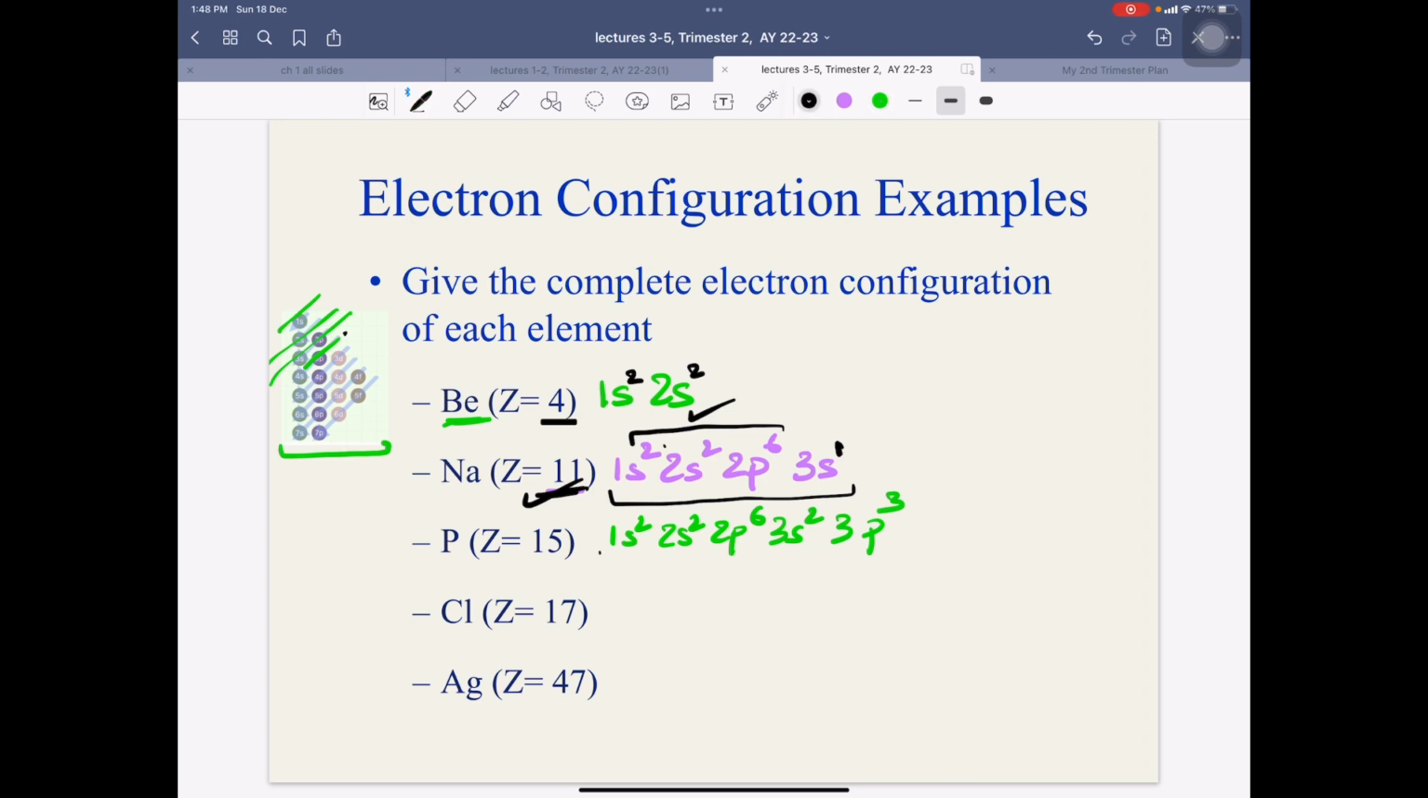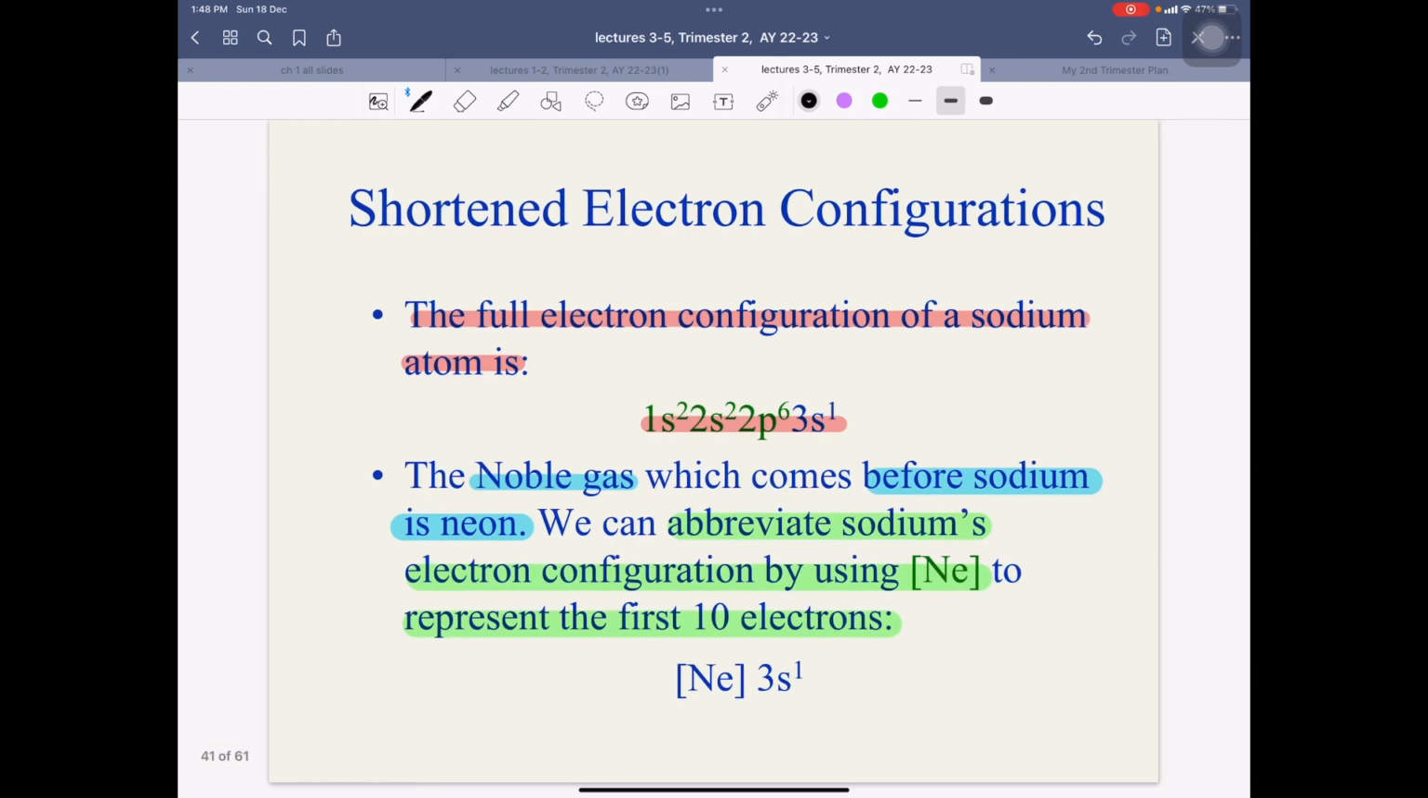This electron configuration works. Let's check: 3 plus 2 is 5, then 6, 7, 8, 9, 10, 11, 12, 13, 14, 15. My electron configuration is correct. Good? Good. This is it. It's really easy. We can solve the rest alone, and inshallah you guys are going to find it correct and easy. Okay, now we're going to start the shortened electron configuration.